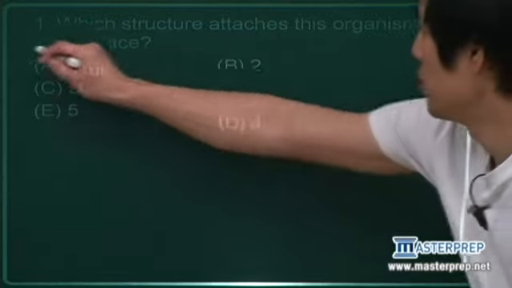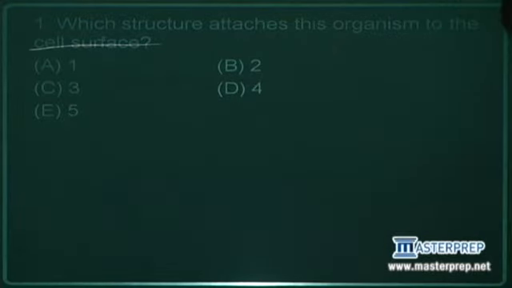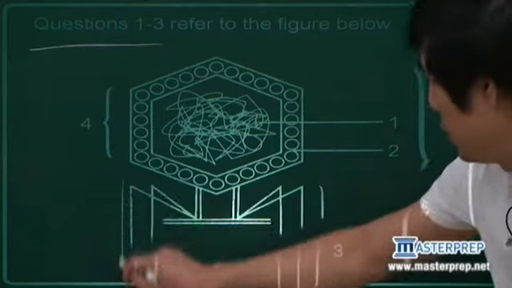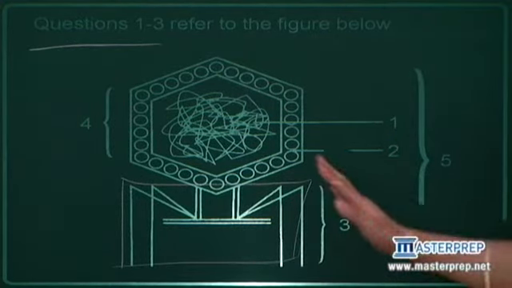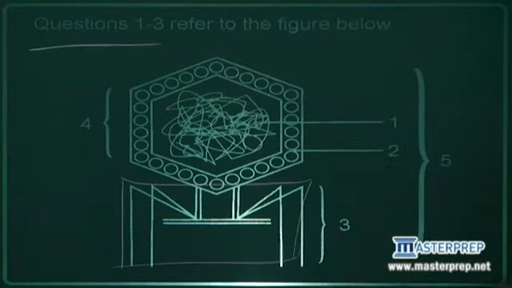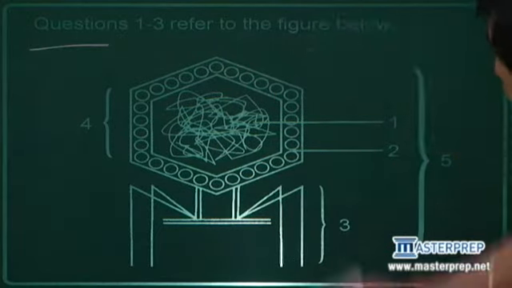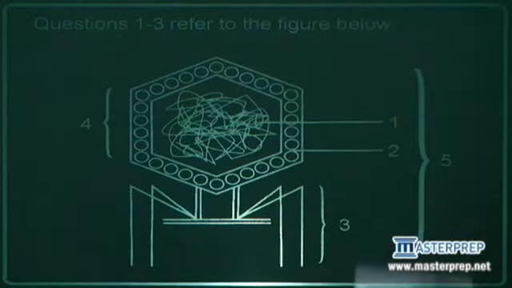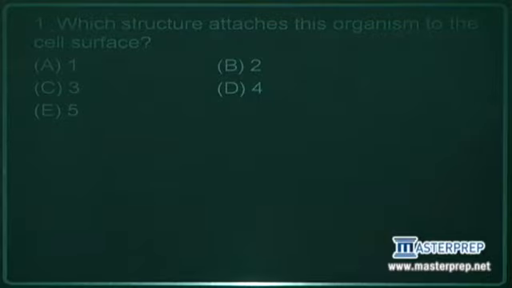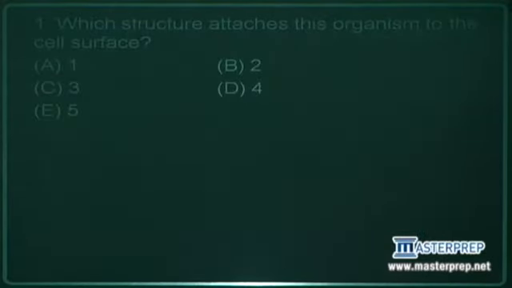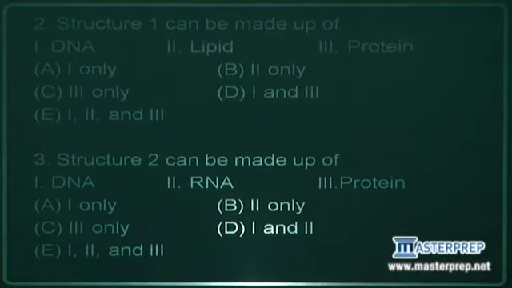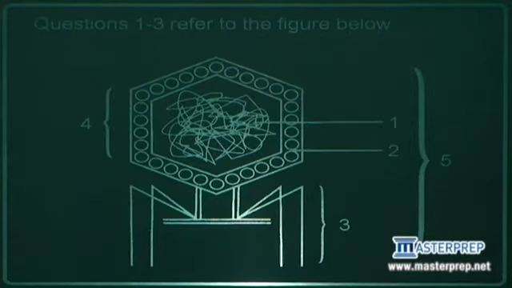Okay, the cell surface, they have these elegant legs, right? So this is the part that lands on the surface of the bacteria and detects a specific amino acid sequence or the cell membrane sequence, right? Okay, so what's the number? Number 3, right? C.